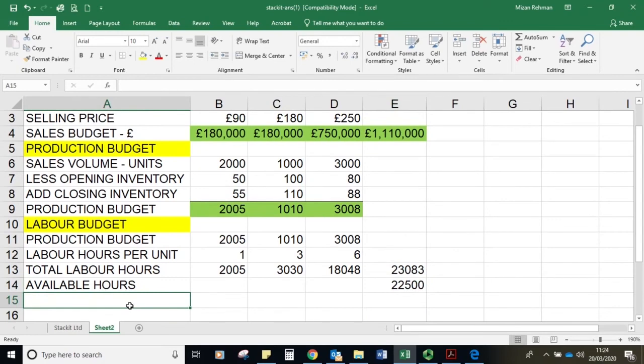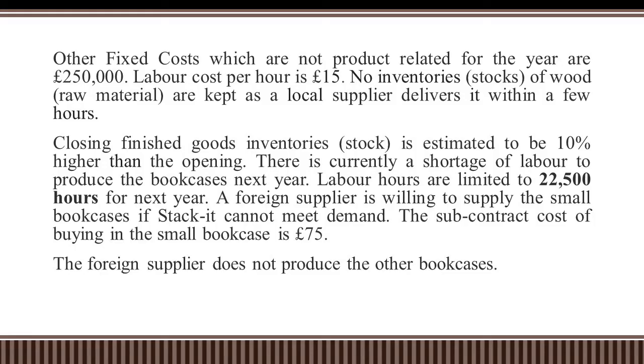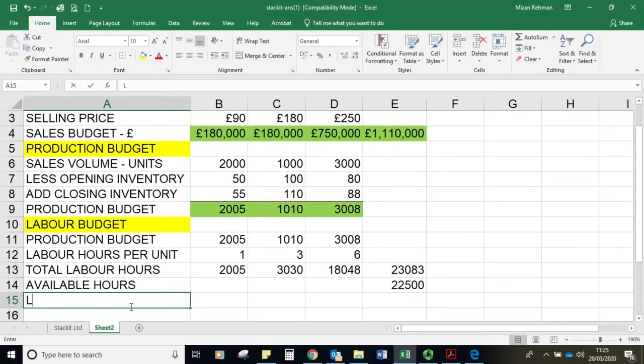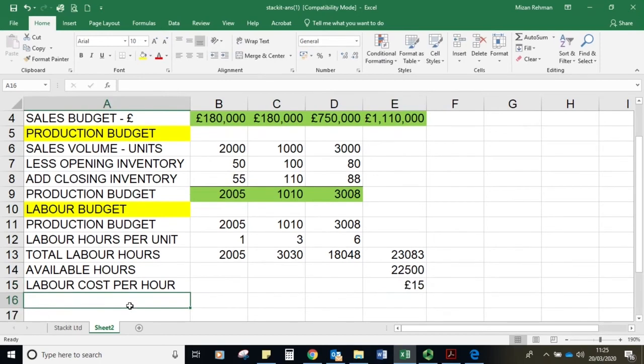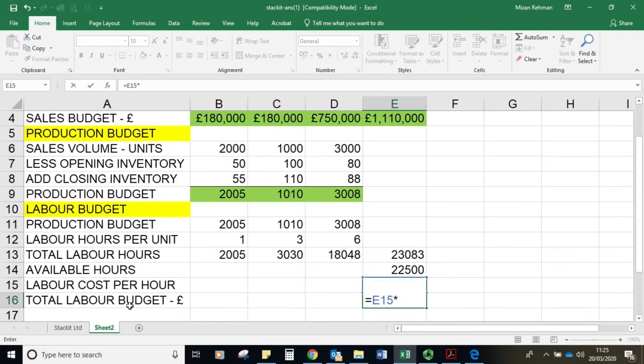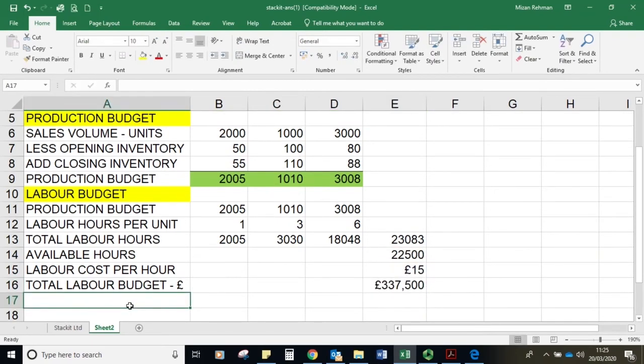The cost per hour is £15, given in the question, the third line: labor cost per hour is £15. And we can get the total labor budget in pounds by multiplying these two values: £337,500. So that is the answer to C.